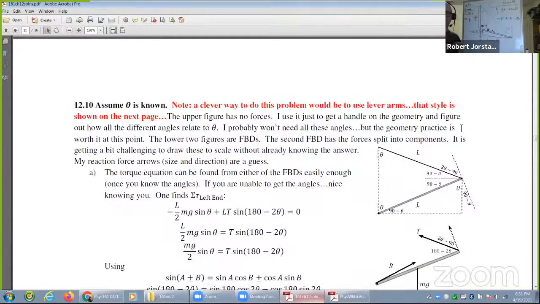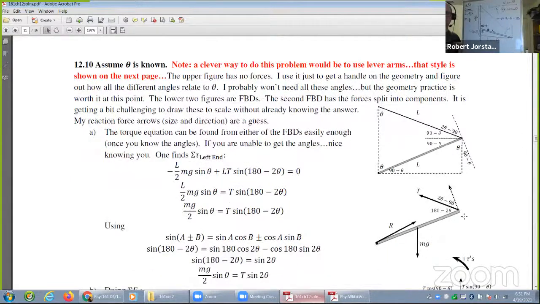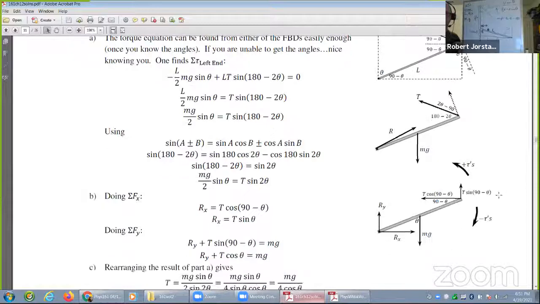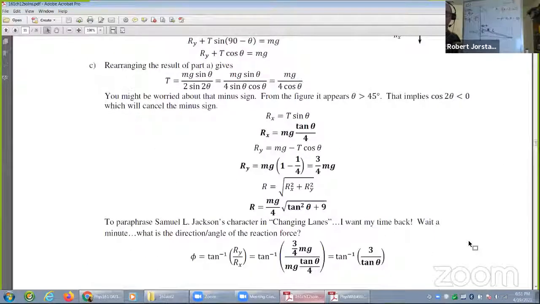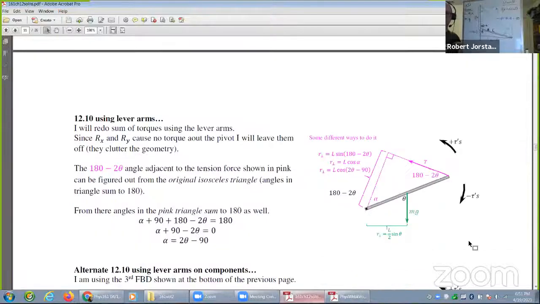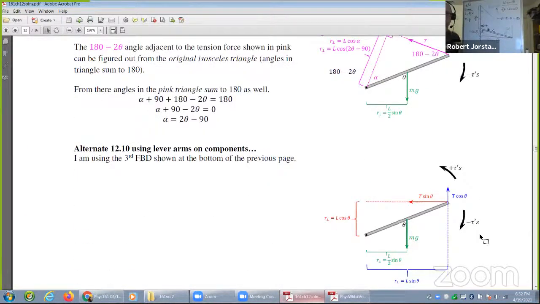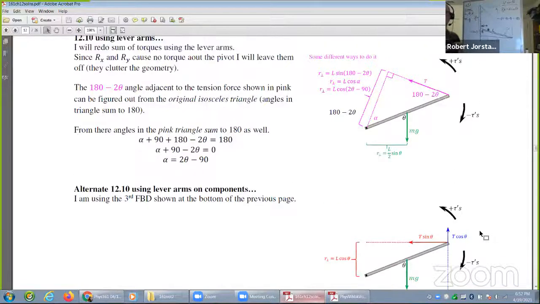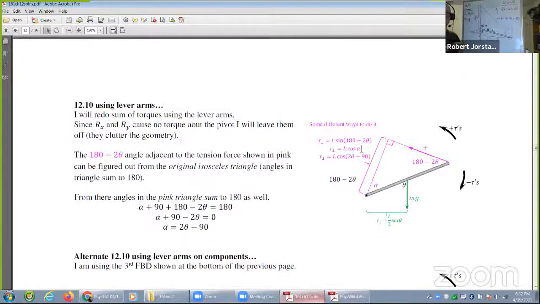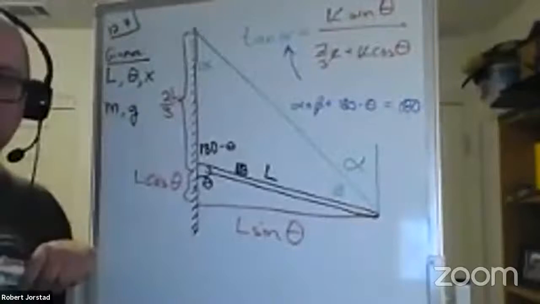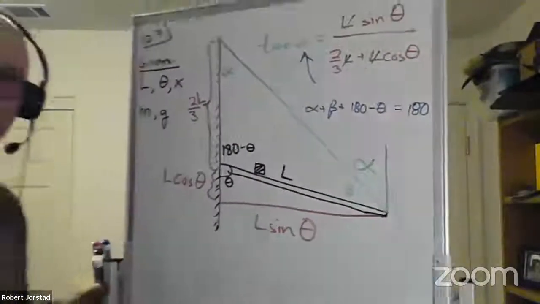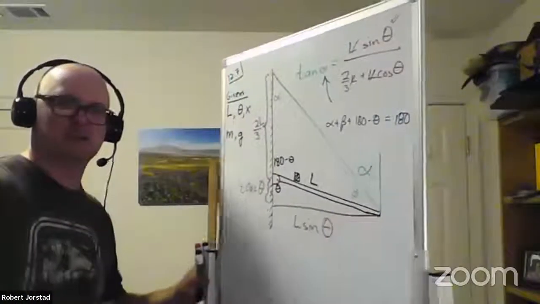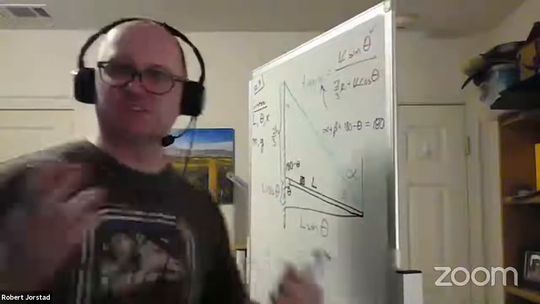I drew lots of different pictures. Here's the way that I first thought to do it. Then I said, wait a minute, couldn't I split this into components? That works. And then wait a minute, once I draw the components, couldn't I redo this thing with lever arms? And couldn't I do this with lever arms on the components? So 12.10 is a really good problem to make sure you got this stuff automatic. It's got all the tricks, use the solutions, do it.